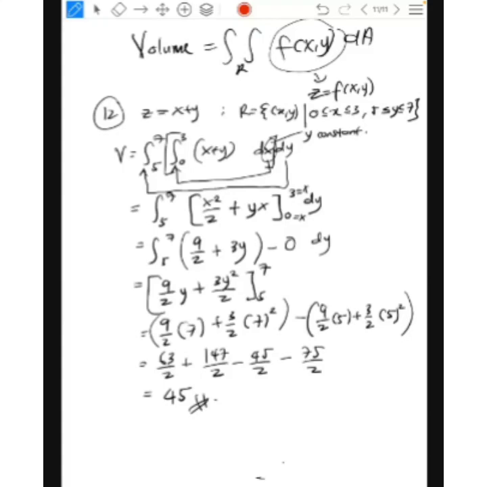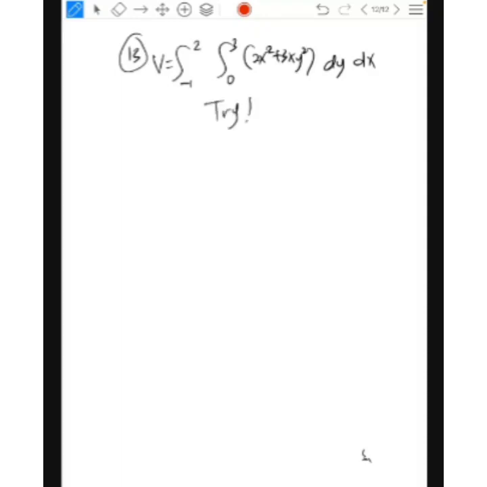Okay, question number 13 will also be the same. In between, the integrand is equal to z, right, for volume. So it is 2x squared plus 3x y squared. So you want to try solving for this one.